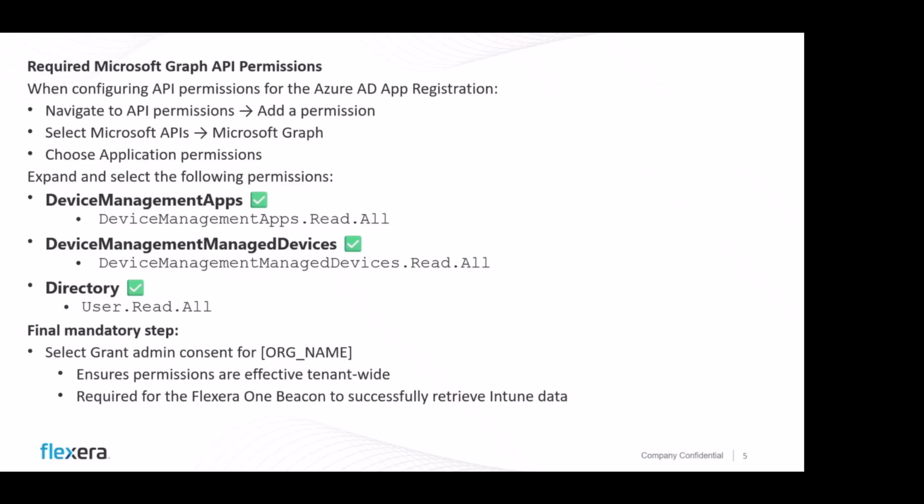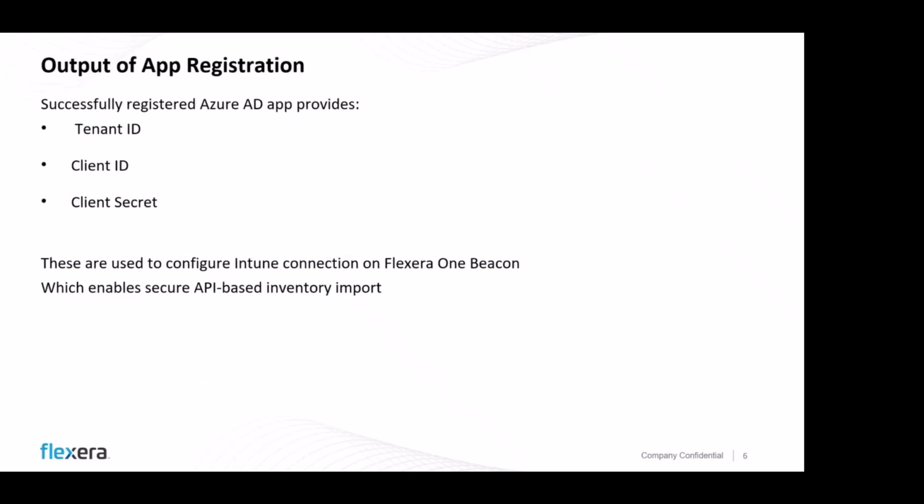Once the Azure AD application is successfully registered, it provides three key values required for integration. These include the tenant ID, which identifies the Azure Active Directory tenant, the client ID, which uniquely represents the registered application, and the client secret, which is used to authenticate secure access. These details are then used to configure the Microsoft Intune connection on the Flexera 1 beacon. Together, they enable a secure, API-based connection that allows Flexera 1 to retrieve inventory and application data from Microsoft Intune.